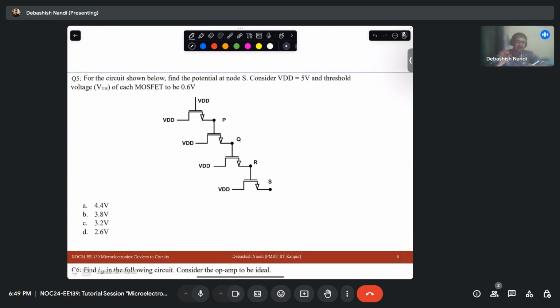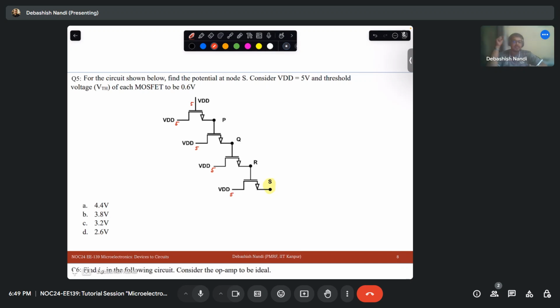So very similar kind of thing, but the connection is a little bit different. In this case, what is happening? The source of one transistor is connected to the gate of the next stage. Again, we are required to find out the potential at node S. So let's say this is 5, this is 5, this is 5, this is 5, this is 5.